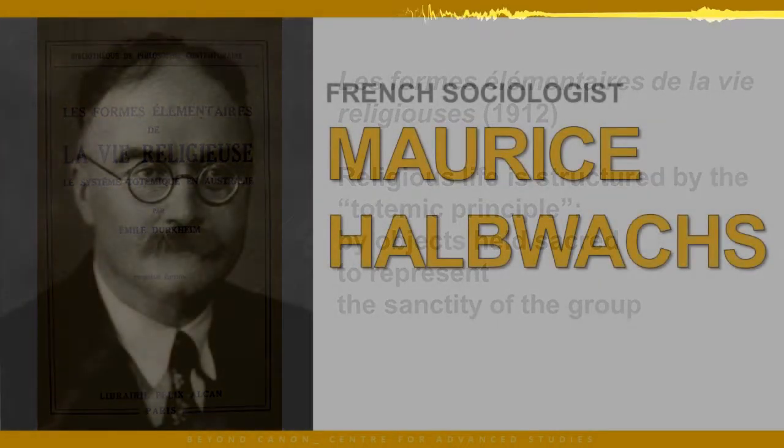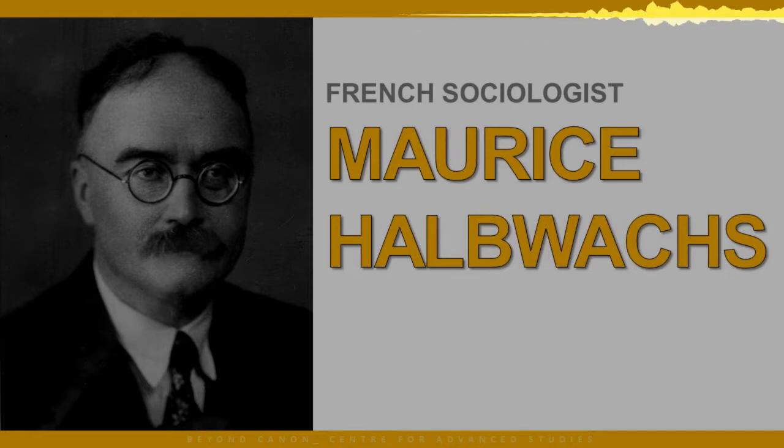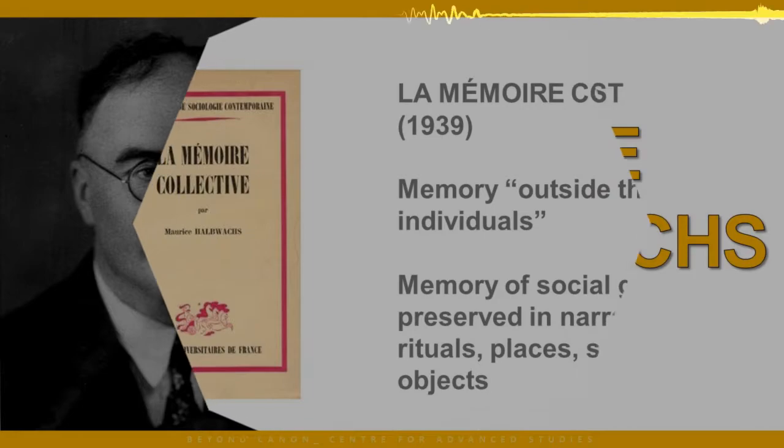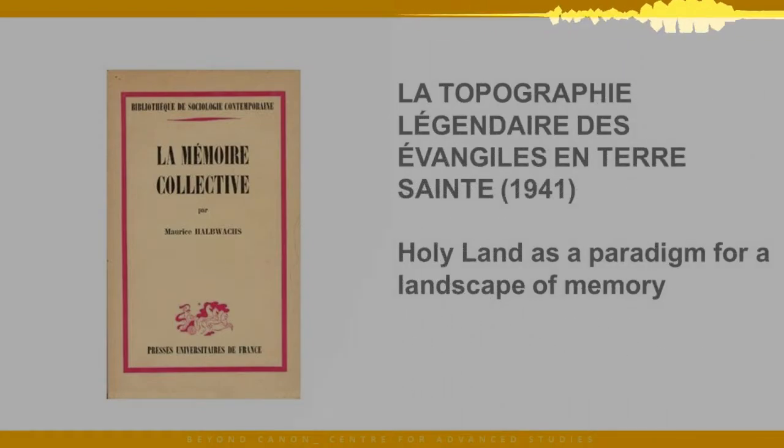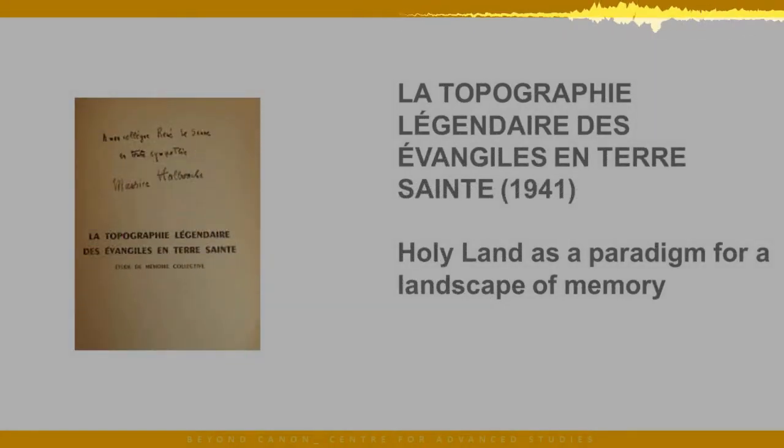Another French sociologist, Maurice Halbwachs, built upon this idea and augmented it with the spatial dimension when, in the 1930s, he developed his theory of a collective memory, a memory that, so to speak, exists outside the individuals, in social groups, and is preserved in narratives, in rituals, in places, spaces, and artifacts. Interestingly enough, in 1941, he exemplified this idea with the Holy Land in his book La topographie légendaire des évangiles en Terre Sainte, étude de mémoire collective.